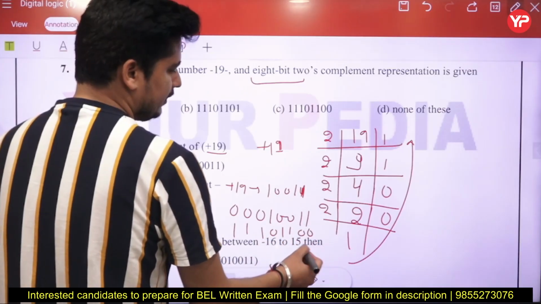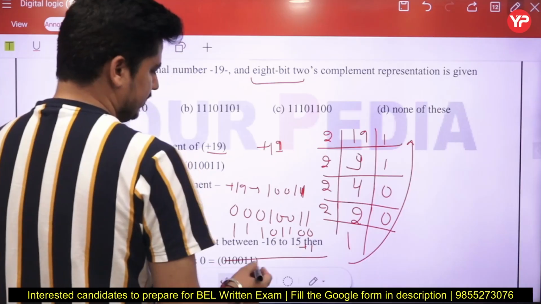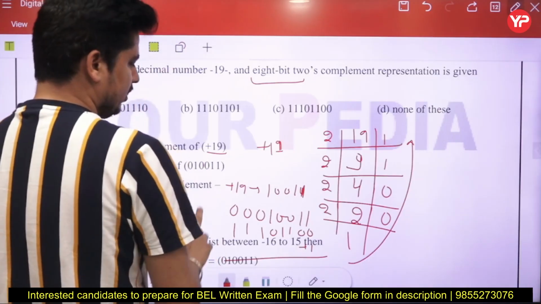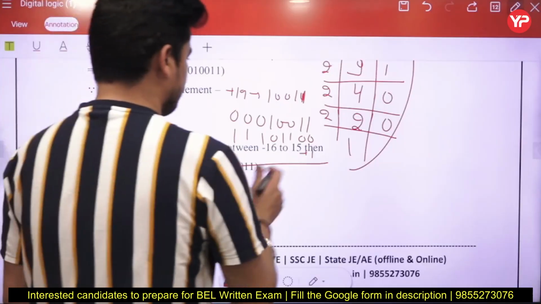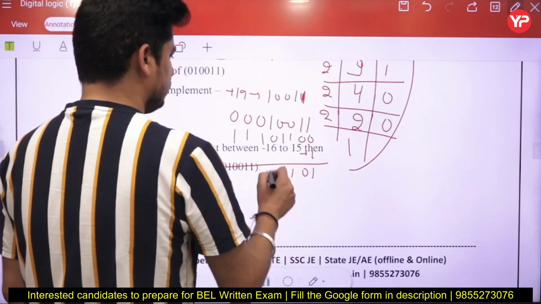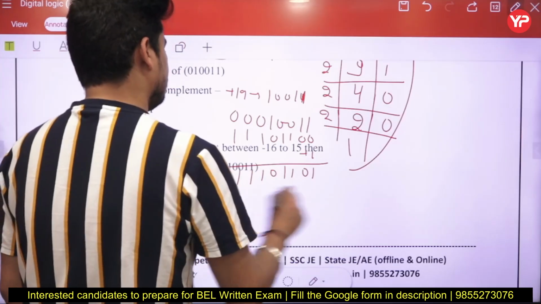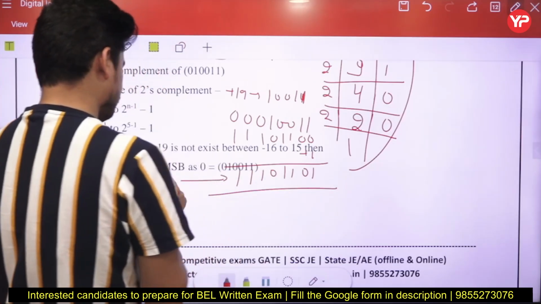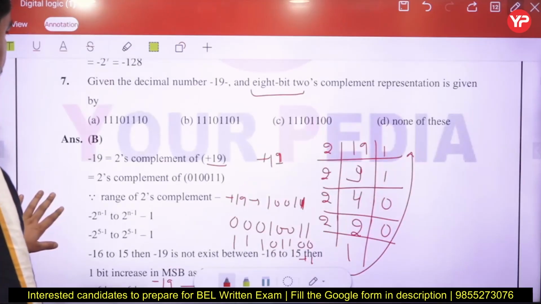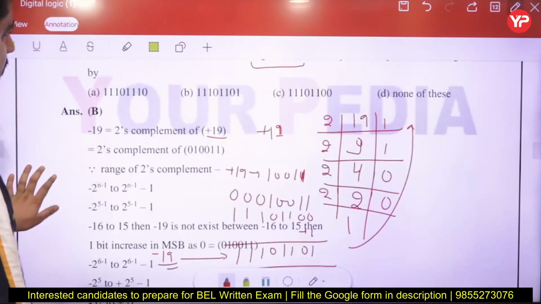Then you have to add the 1 in the LSB. So that is the minus 19 equivalent in 2's complement form. That is going to be 1, 0, 1, 1, 0, 1, 1, 1. Right. So this is the 2's complement form of minus 19. So answer will be B.